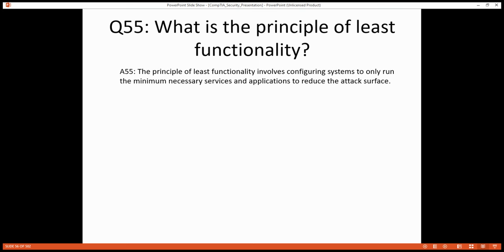Q55. What is the principle of least functionality? A55. The principle of least functionality involves configuring systems to only run the minimum necessary services and applications to reduce the attack surface.